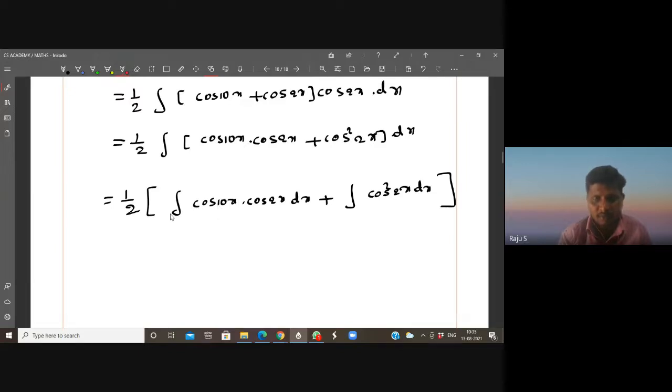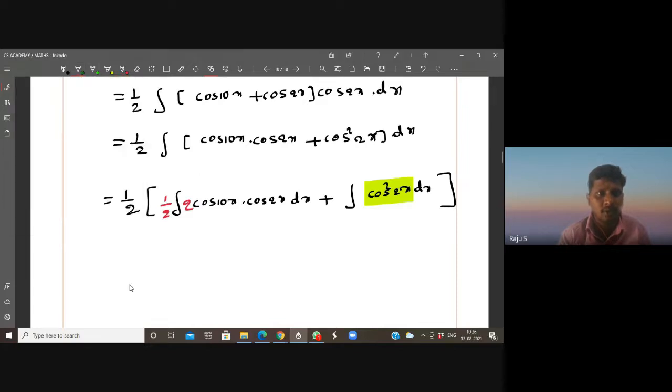Again, it is a product of two different functions. Again, you can multiply and divide by 2, then it becomes 2 cos A cos B. But here, cos square 2x is directly in the form of cos square x, but in place of x here we have 2x. Since we know that, I am going to write the formulas also, students.